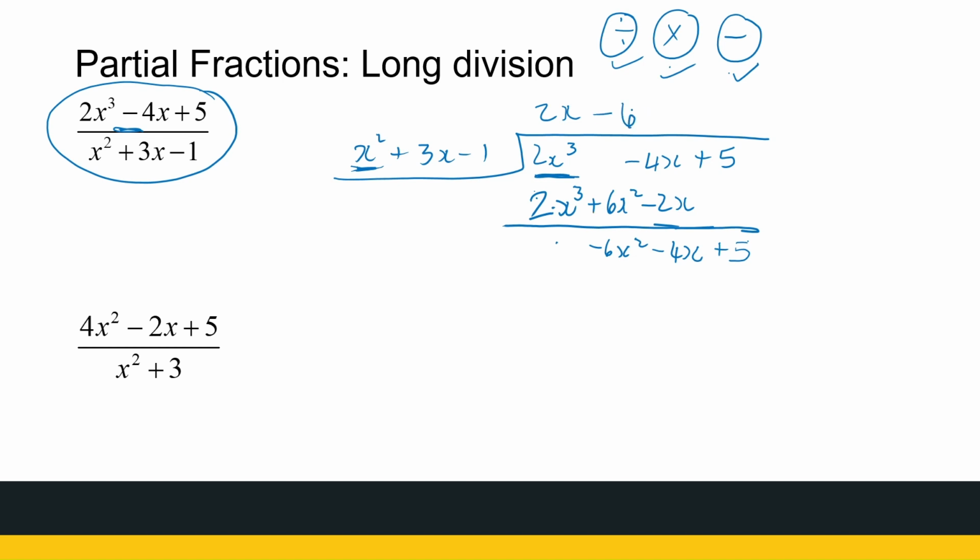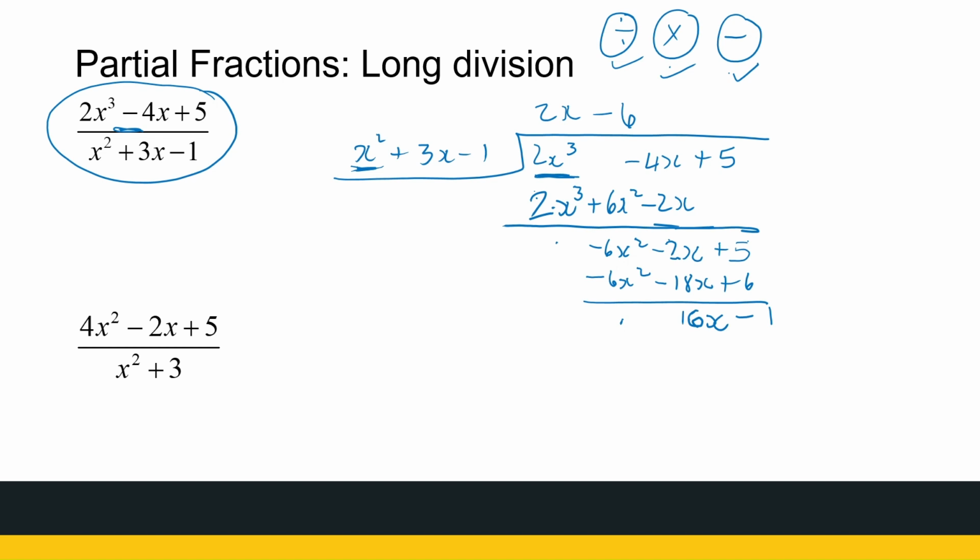All right, now I multiply. x squared times minus 6 is minus 6x squared. 3x times minus 6 is minus 18x. Minus 1 times minus 6 is plus 6. I've multiplied, now I subtract. Oh, sorry, there's a mistake there. That's minus 2x. There we go. Minus 2x plus 18x is 16x. And 5 minus 6 is minus 1.